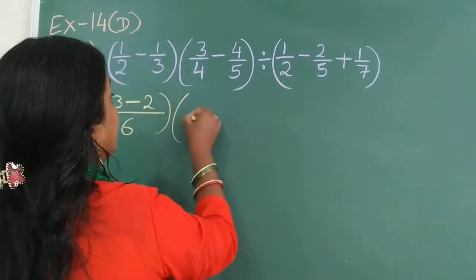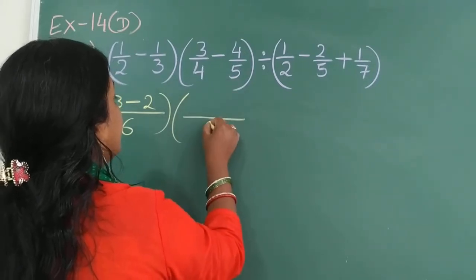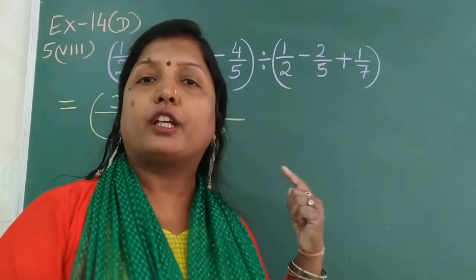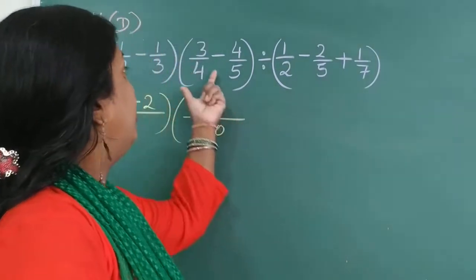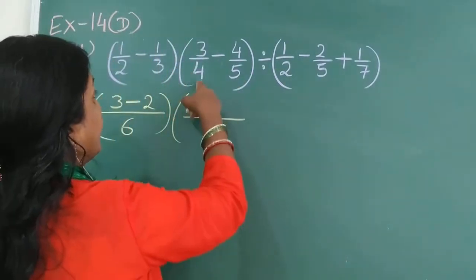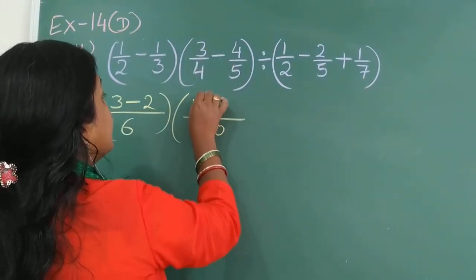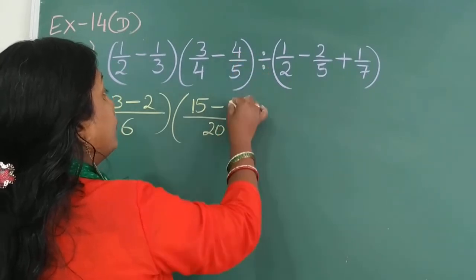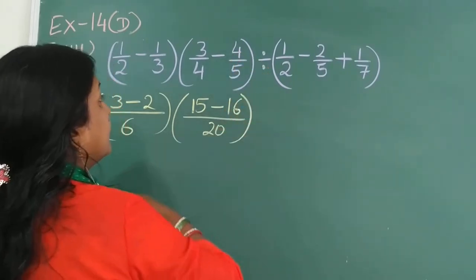In the second bracket again you see we don't have to find the LCM. We have 4 5s are 20. Why are we simply multiplying? Because they don't have any common factor. So 4 5s are 20. 20 by 4 is 5. 5 into 3 is 15. Minus 20 by 5 is 4. 4 into 4 is 16.